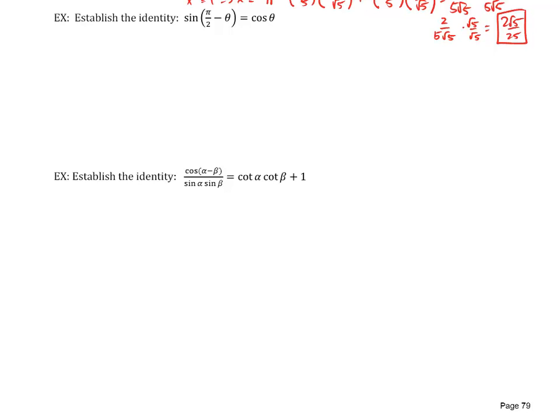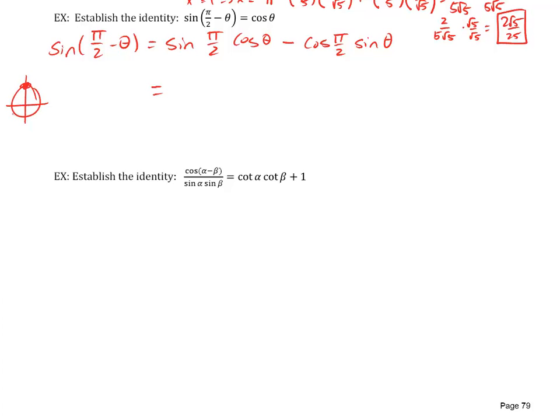In this example, we're establishing the following identity, and this one's actually pretty simple. It's just a matter of applying the difference formula for sine. So sine of pi over 2 minus theta would be sine of pi over 2 cosine of theta minus cosine of pi over 2 sine of theta. Sine of pi over 2, that's the y-coordinate at 90 degrees, is a 1. So 1 times cosine theta minus cosine of pi over 2, which is 0, times sine of theta, which gives me just cosine of theta. Done.